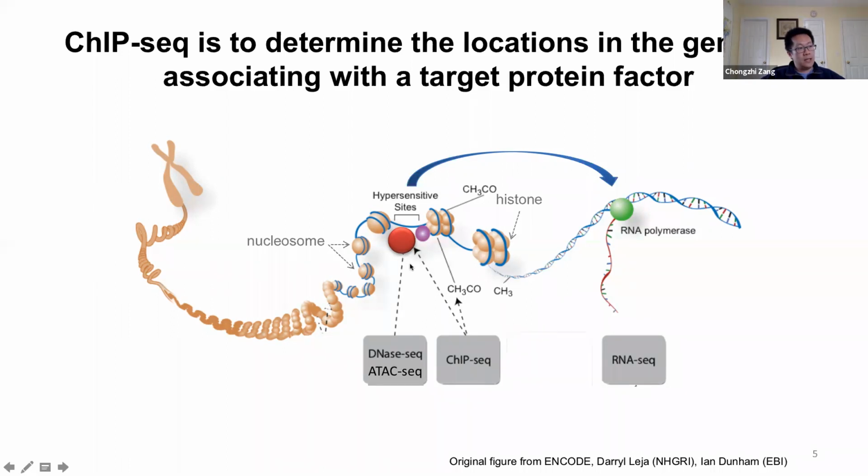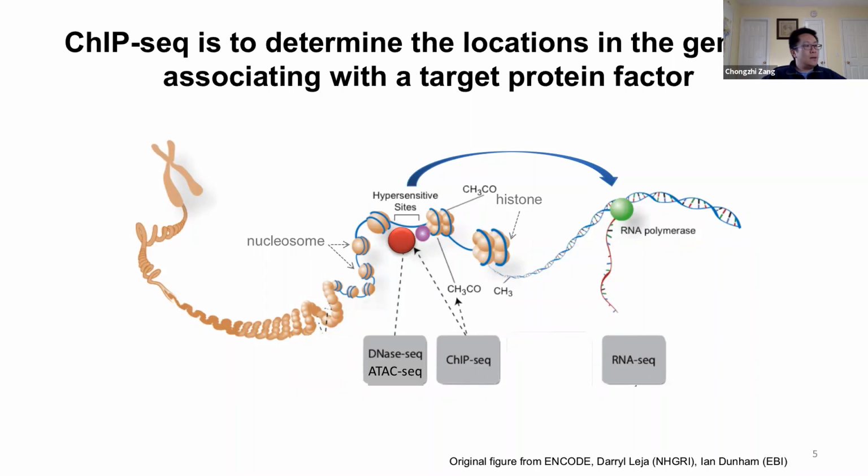Other types of protein factors include transcription factors that can directly bind and interact with the DNA. Many of those protein factors have a role, directly or indirectly, in regulating gene expression or the transcription program. That's why we're interested in these protein factors that interact or associate with the genomic DNA.